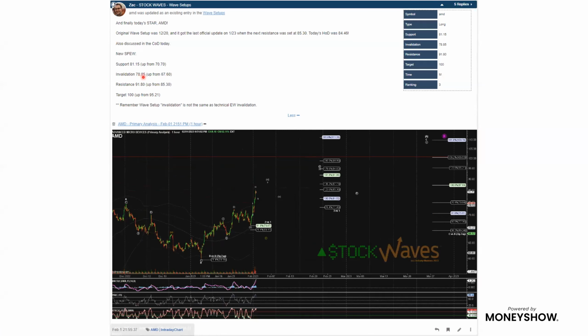So here's the more recent update to the AMD setup that was posted on February 1st. Again, showing how it was progressing inside the 3rd of that C wave and rolling up our support levels up to 81 from the 70s. And raising the invalidation up to 78.85 from the 67 region, and then setting a new resistance level, and also even increasing the target from the original 95 up to over 100, where if it's certainly going to get a 4th and a 5th wave up, then we should be targeting there.